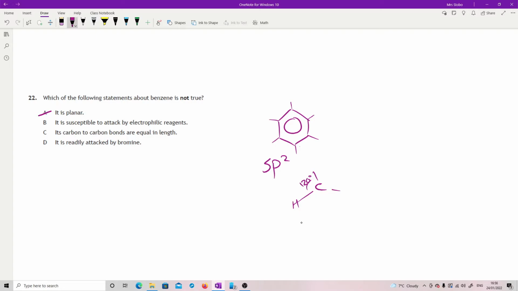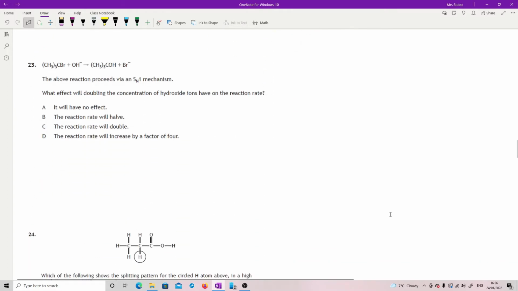It is susceptible to attack by electrophilic reagents. We have a delocalized cloud of electrons. They are definitely going to pull in electrophilic reagents as a choice. Carbon to carbon bonds are equal in length. Absolutely, otherwise we wouldn't have a perfectly even ring. It is readily attacked by bromine. No, because although this is a point which can be attacked, we have really good stability in this ring, and because of that it makes it less ready to be changed. And it's not a double bond, so we're not looking at a straight easy addition. What we're looking at is this delocalized ring, which keeps on restabilizing it.